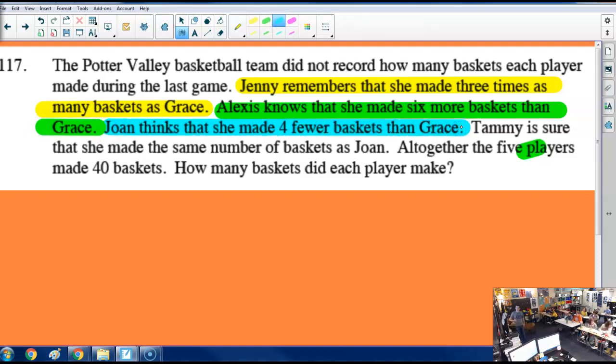Can we make an agreement right now? Can we call Jenny Y and Joan J? Because we have 2 J names here, and that's annoying. Can we call Jenny Y just because she has a Y in her name? And let's call Joan J. Let's just make that agreement right now so that we can all talk in the same language. All right? Why can't it be J-E and J-O?